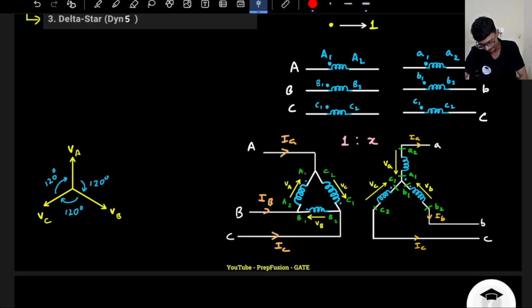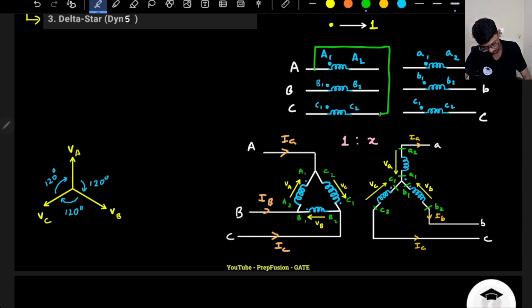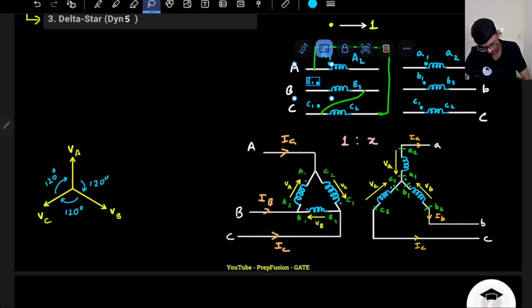So here, basically my A1 will be connected to C2, so A1 will be here, that will be connected to C2. Now my C1 will be connected to B2. Okay, C1 will be connected to B2. Now my B1 will be connected to A2, so B1 will be connected to A2.